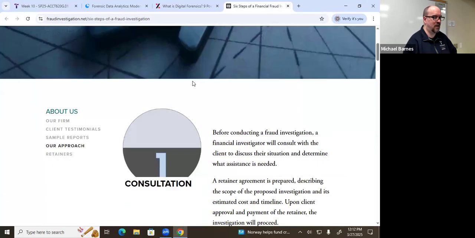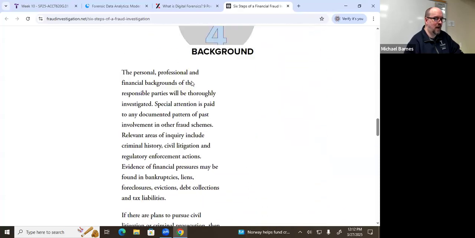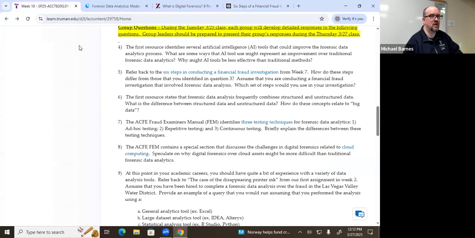All right, 6 steps of financial fraud investigation: consultation, examination, identification, background, asset discovery, and legal action. Everybody remember that? I was like, no, Dr. Barnes, that was several weeks ago. We've forgotten that. Okay, that's a fair statement.